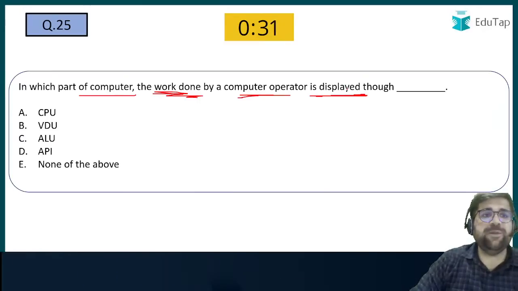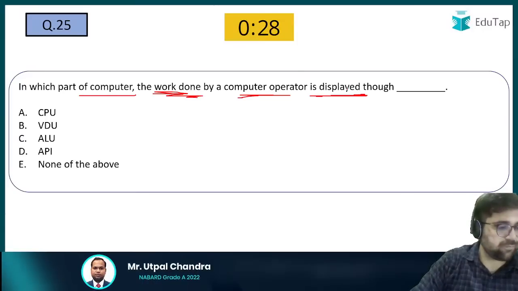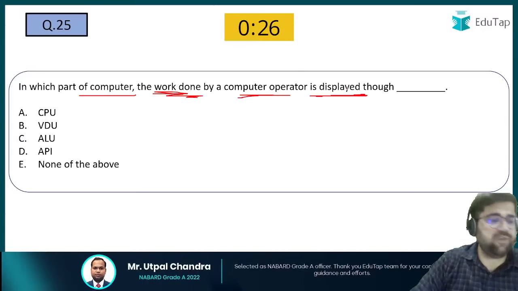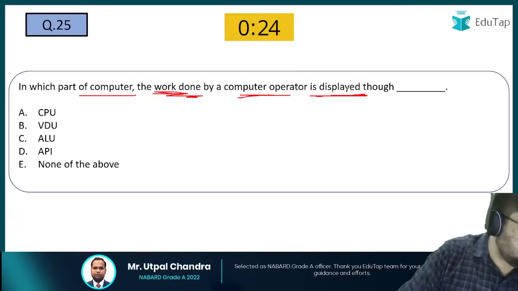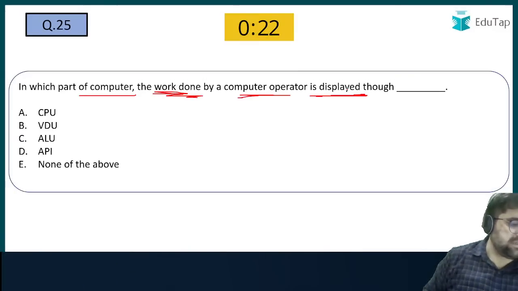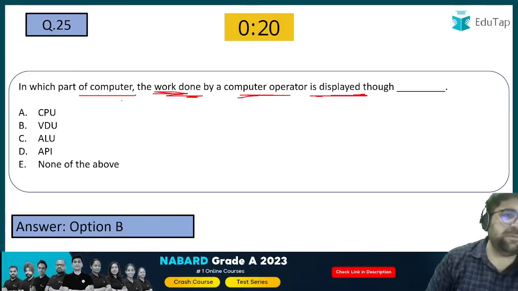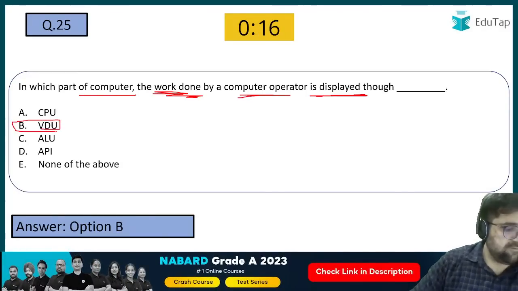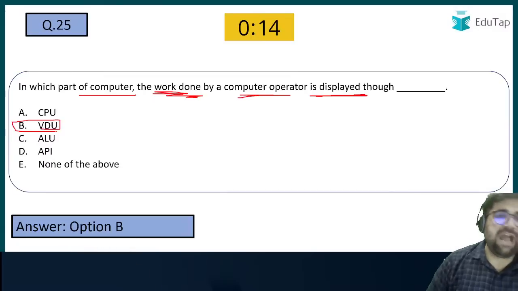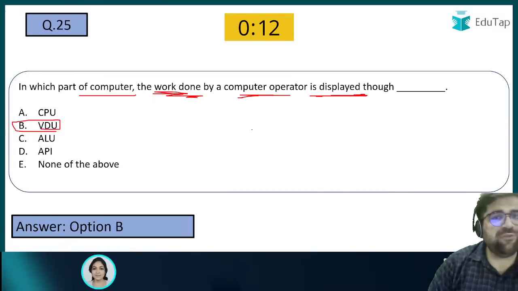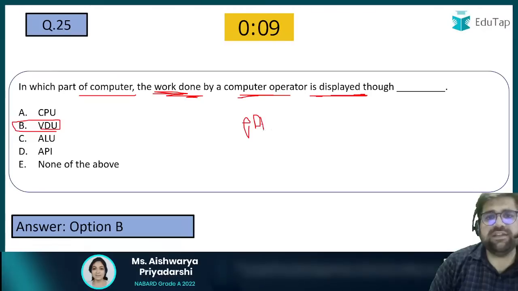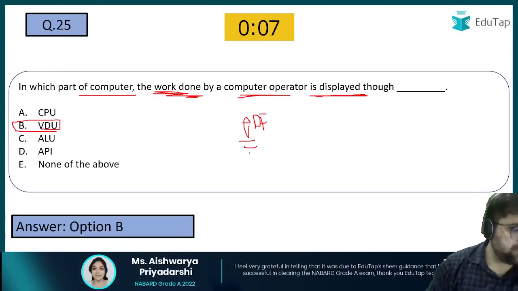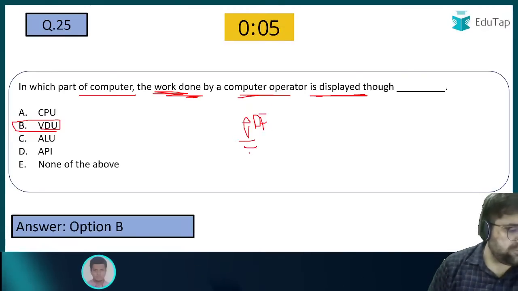Now can someone let me know the full form of VDU? What is the full form of VDU? I know the answer is option B. Chalo, the answer is option B, but what is the full form of VDU? Visual Display Unit. Yes. I am also asking you one very famous full form of PDF. What is the full form of PDF?